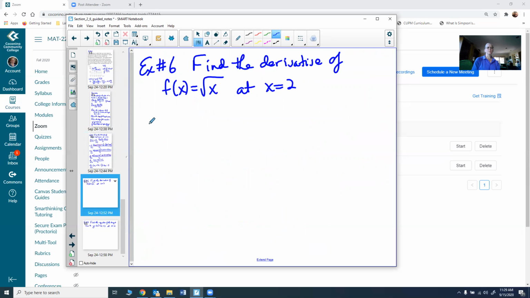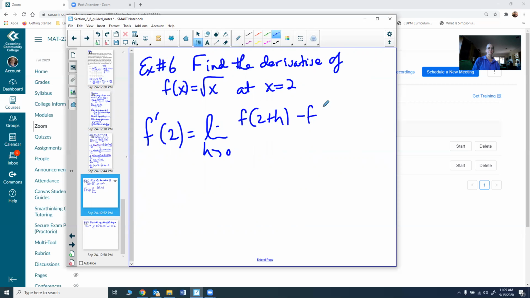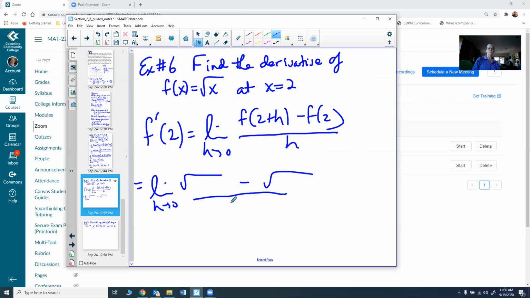Let's find the derivative of this one, f of x equals the square root of x. So again, that would be the derivative at 2, because we want x equals 2. So that would be the limit as h goes to 0 of f of 2 plus h minus f of 2 all over h, equals the limit as h goes to 0, because I haven't done it yet, and then my function is the square root of something minus the square root of something all over h. In the first function, my something is 2 plus h. In the second, my something is 2.